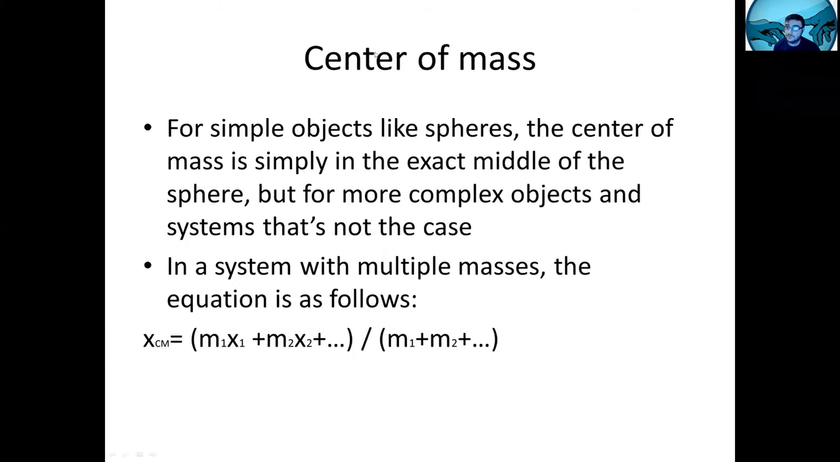Next, going off along that, we also have to learn about the center of mass. For simple objects like a sphere, center of mass is exactly the middle of the sphere, right? Makes sense? As long as it's a uniform sphere, it's in the middle. But for more complex objects in systems, that's not the case.